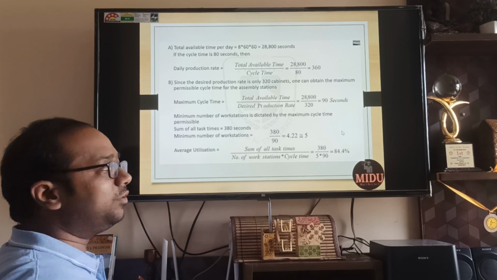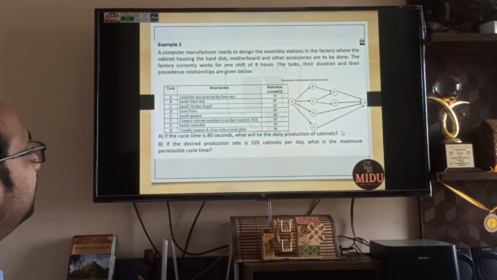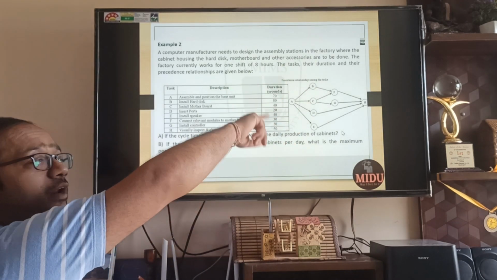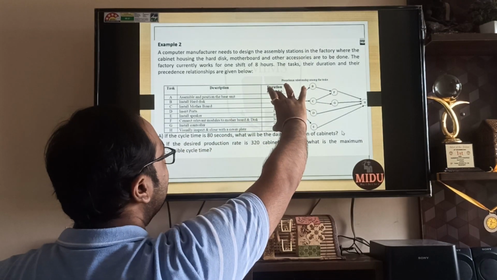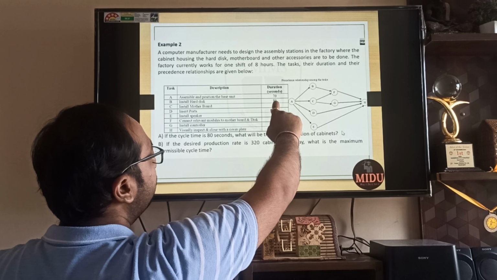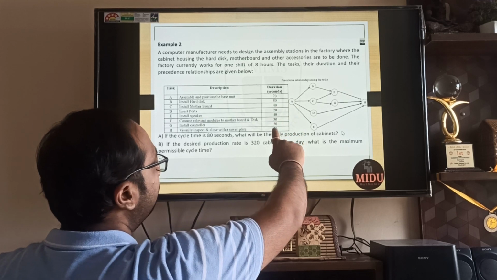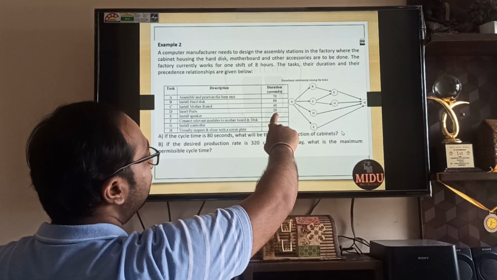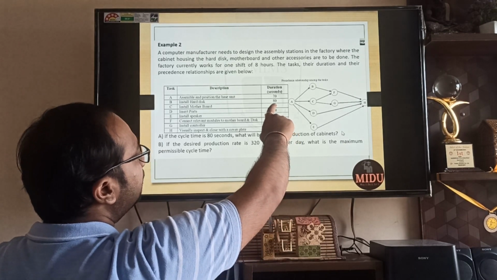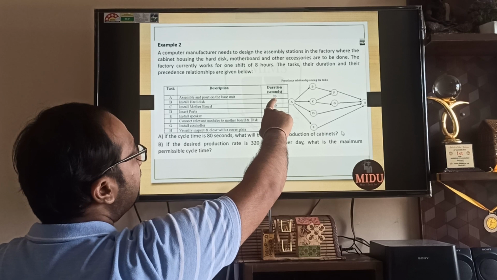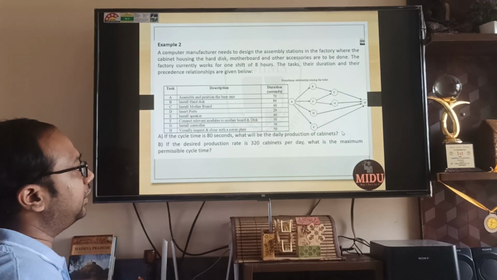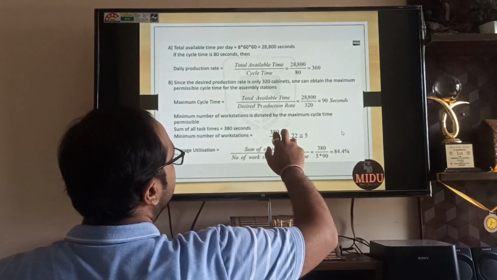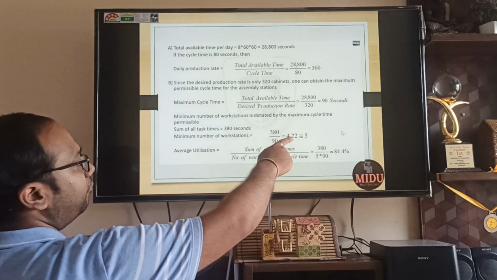Now we go back to the previous slide in which we discussed that there are 8 tasks and different durations are given. Calculate the total, so you will know how much total time there is. 70 plus 80, 40, 20, 40, 30, 50, 50, 50 plus 50, 100, 130, 170, 190, 230, 310 and 380. So 380 is the total time. Now we have understood total time is 380, cycle time is 90, divide, 4.22.